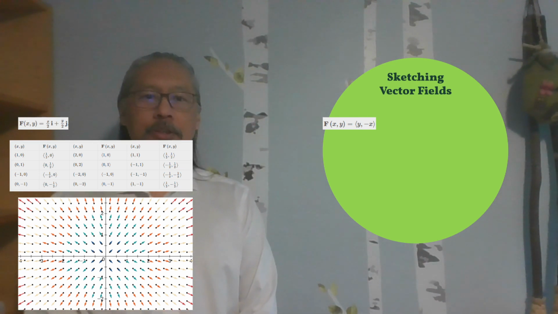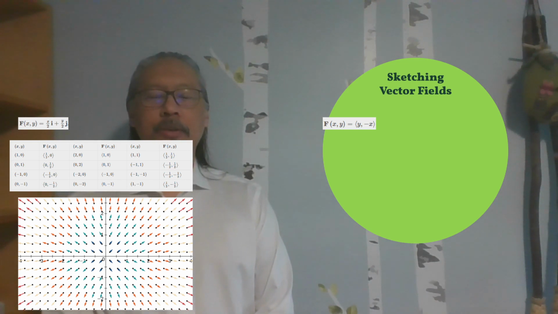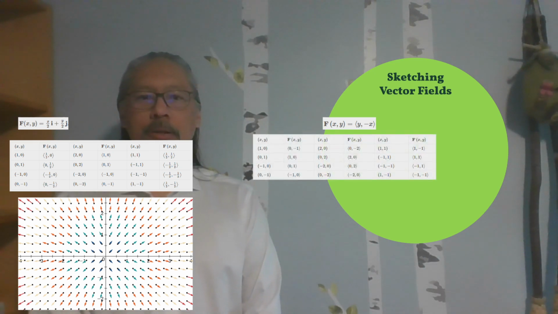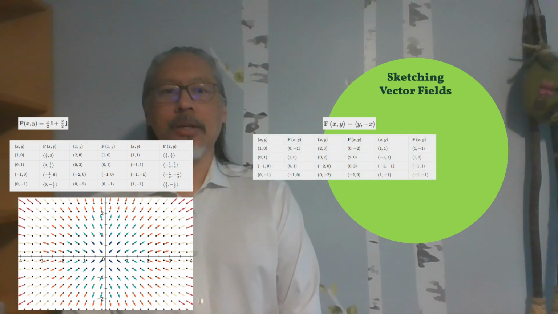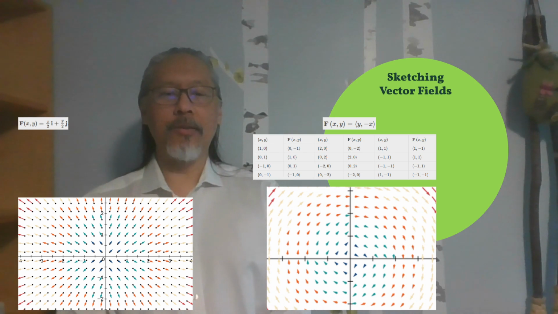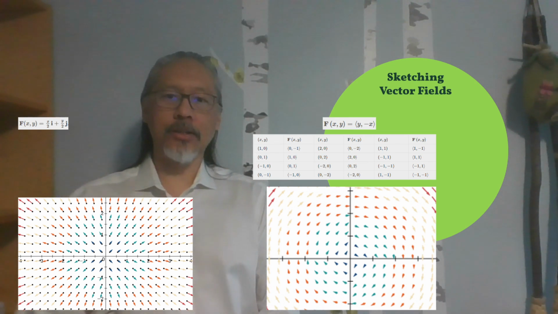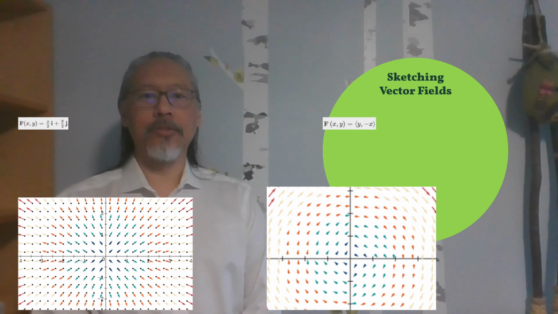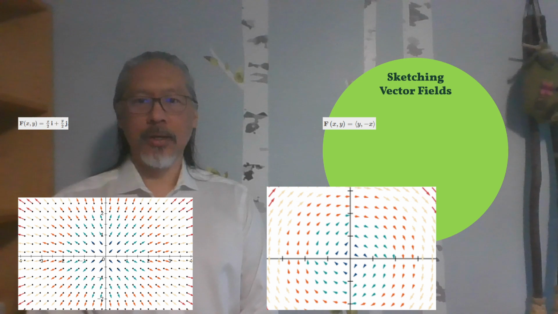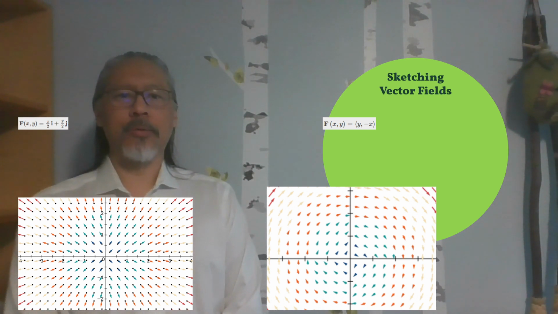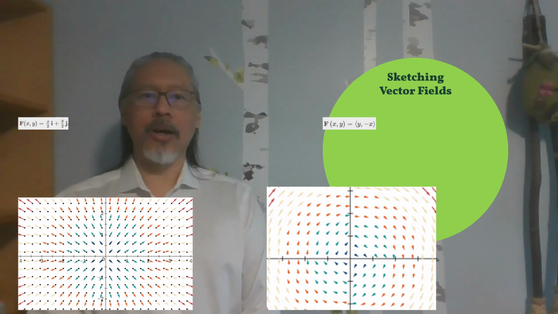Another common example of a vector field is the vector field y comma negative x. Again, making a table of inputs and outputs, each point will be assigned a vector, and we'll draw the vector starting at that point. In this case, we're going to have a vector field that looks like it's circulating around the origin. So here are a couple of examples of vector fields and how we're going to sketch them. We're going to probably sketch a few by hand, but we're going to rely mainly on technology to draw out these vector fields.